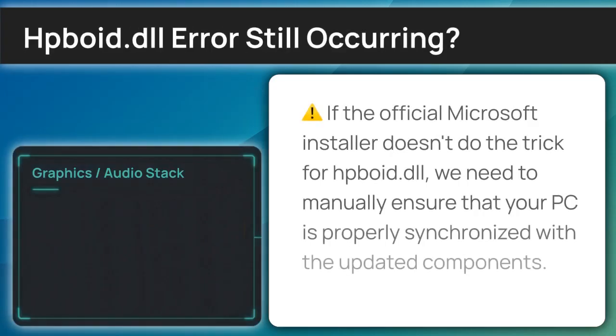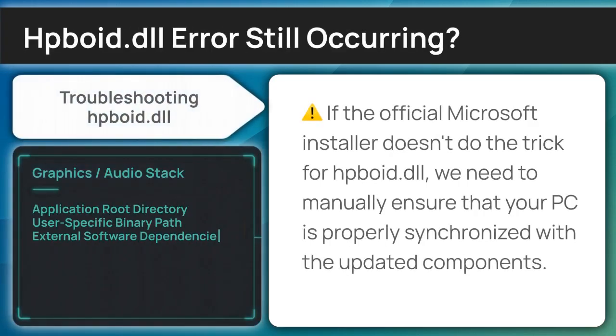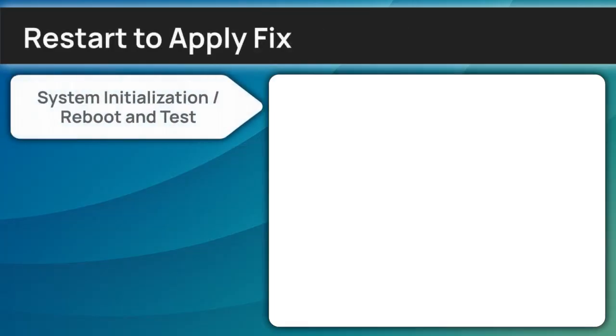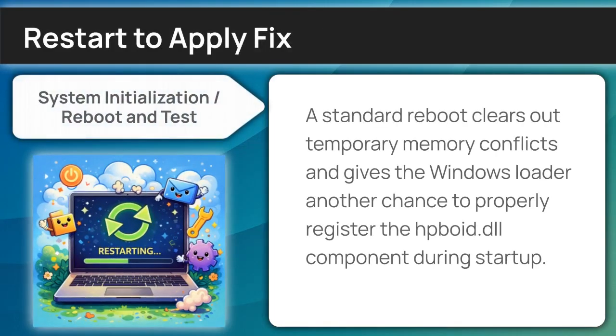If a standard reinstallation doesn't restore the library, we need to verify if the system environment is properly recognizing the new components. Performing a restart can determine if the error is just a transient environment glitch. A reboot refreshes your system's path variables and can sometimes reestablish a broken link to the Hpboid library file.